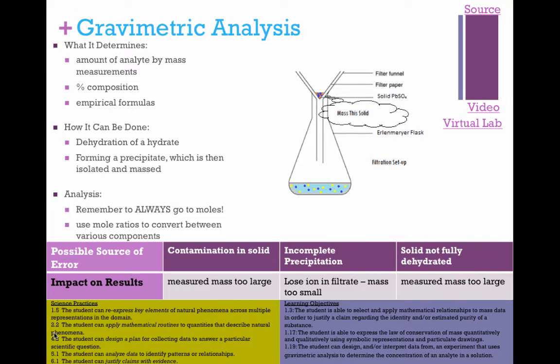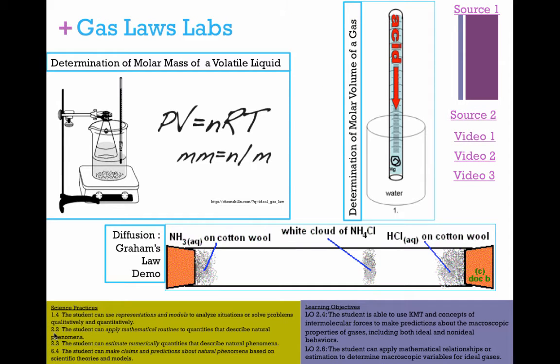Now, these are the types of questions that they're going to ask you: possible sources of error and how they might affect your results. So, for example, if you had contamination in a solid, your mass would be too big. If your precipitation didn't go all the way, then your mass would be too small. Those are the types of questions that you would be asked.